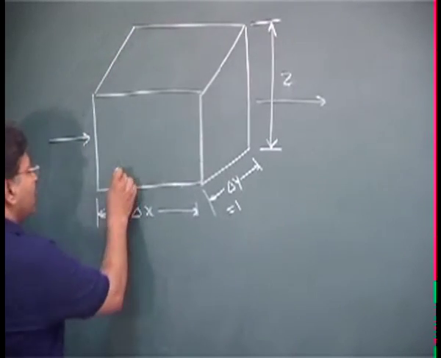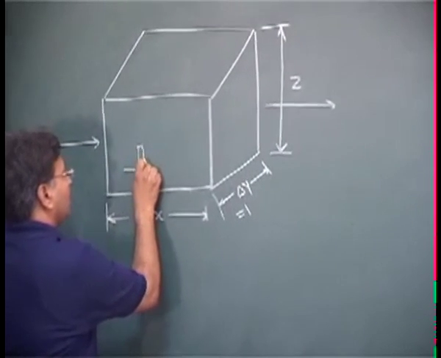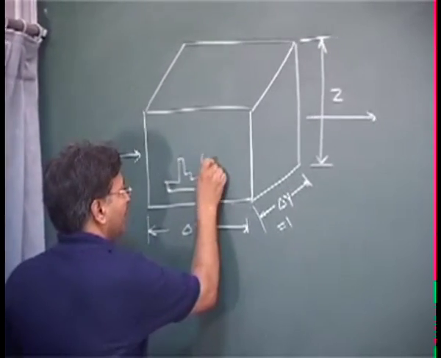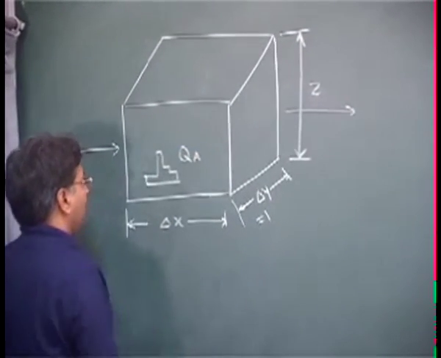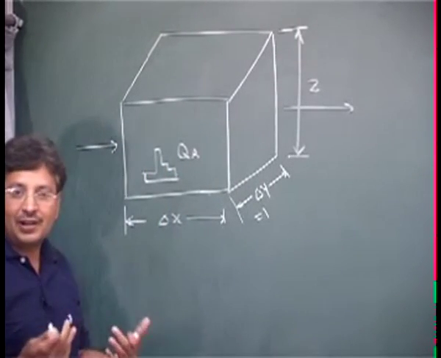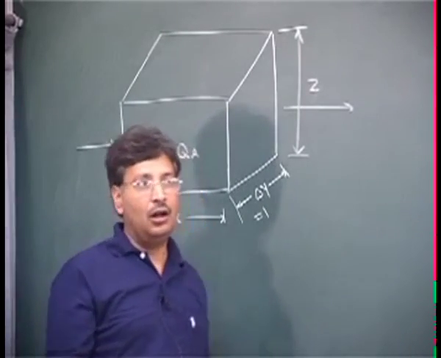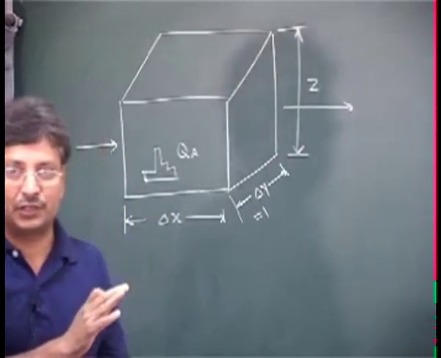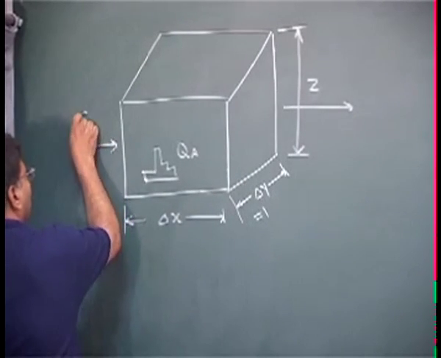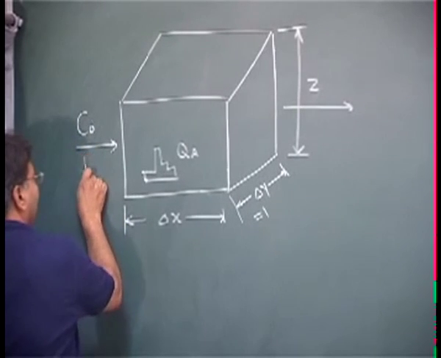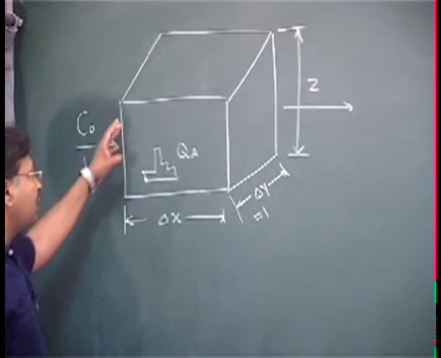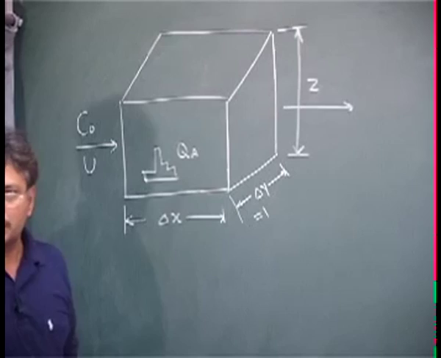Okay. And we said there were some emissions that might take place inside the box, and that we call QA. And the box may be a part of a city, or it can be a city, or your city you can divide in many boxes. So here the concentration outside the box is, let us say, C naught, and wind speed is u. Then we want to find out the concentration inside the box, which may be typically your city.